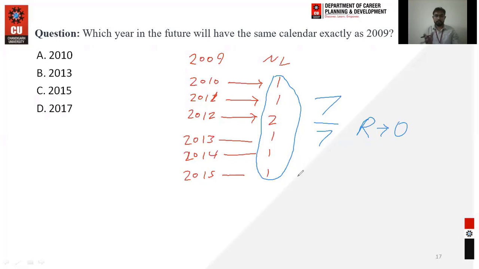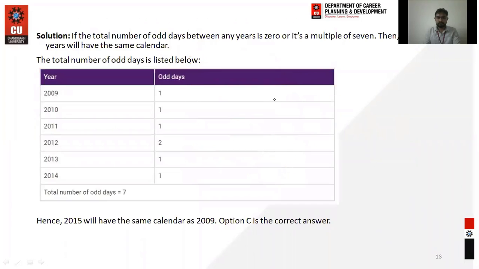So whenever there are 2 years which are not having any odd days between them, it simply means that their calendar will exactly be the same. If there are 2 calendars which have no odd days, it simply means that they will be having a similar set of days. So this calendar of 2009 will be same as the calendar of 2015. So we're saying that it will be option number C.